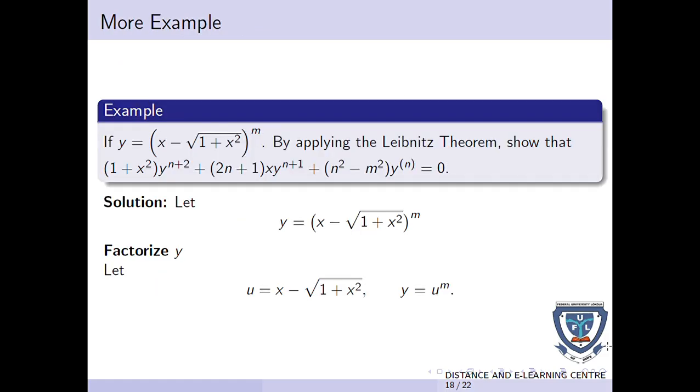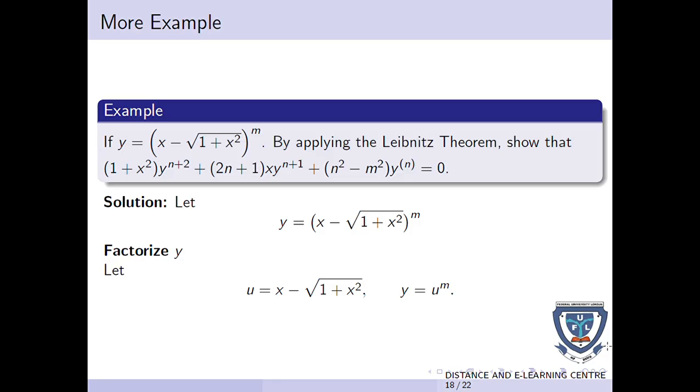Let's look at more examples. If y is equal to (x minus square root of 1 plus x squared) raised to power m, let's apply the Leibniz theorem to show that (1 plus x squared) y^(n+2) plus (2n plus 1) x y^(n+1) plus (n squared minus m squared) y^(n) is equal to 0. In this case, we are not going to do direct substitution. We are going to use the Leibniz theorem.